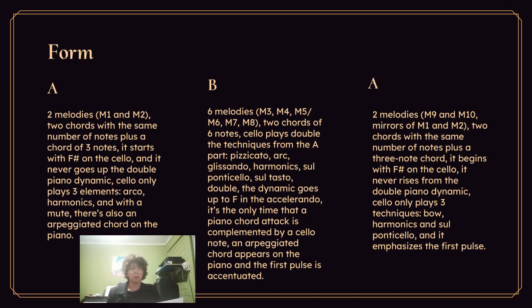Part B would be contrasting with A from measures 4 to 6 with the following elements: 6 melodies, 3, 4, 5, which are balanced by 6, 7, and 8. 2 chords of 6 notes. Cello plays double the techniques from part A: pizzicato, arco, glissando, harmonics, sul ponticello, sul tasto. The dynamic goes up to forte in the accelerando.